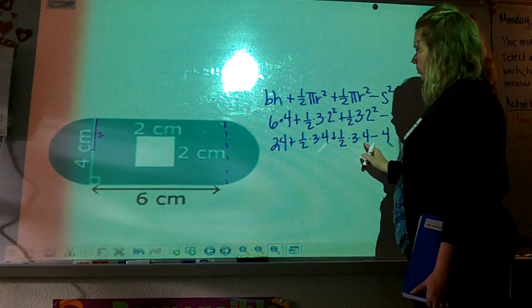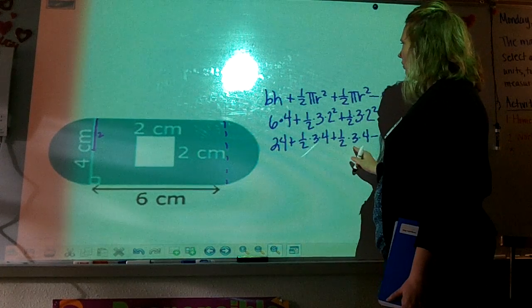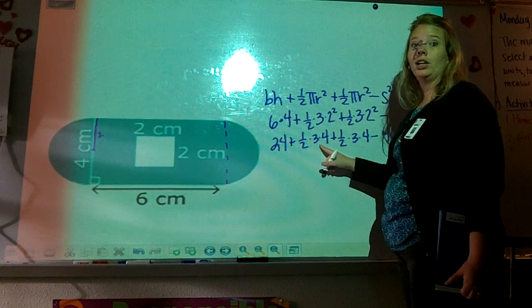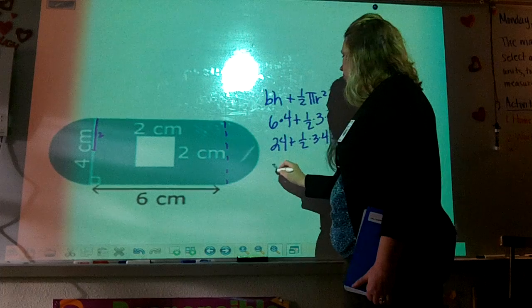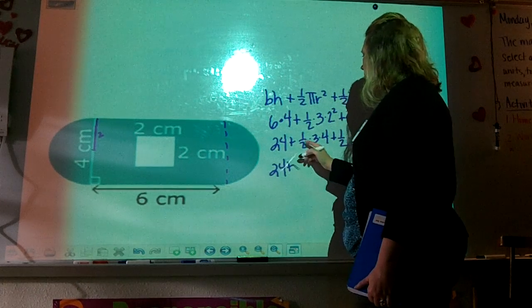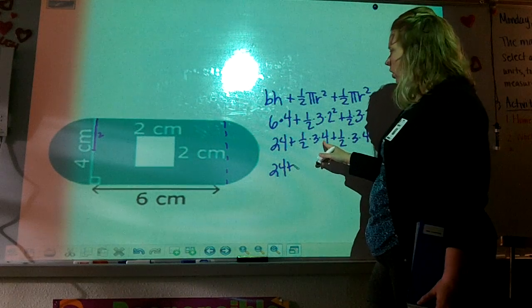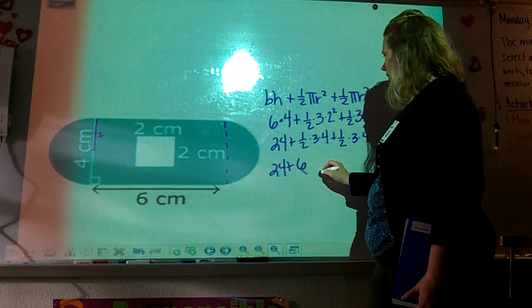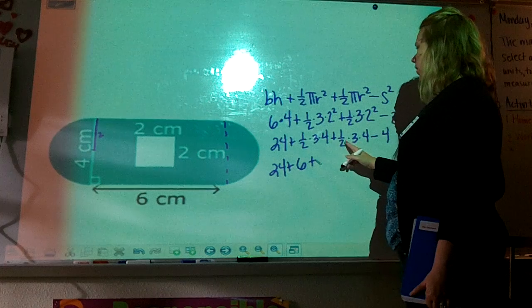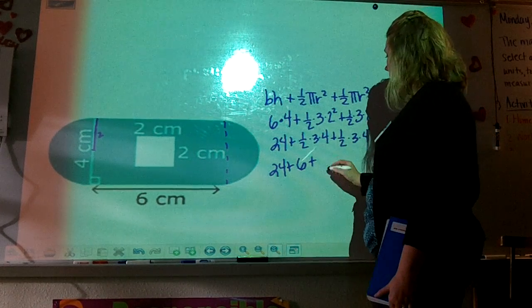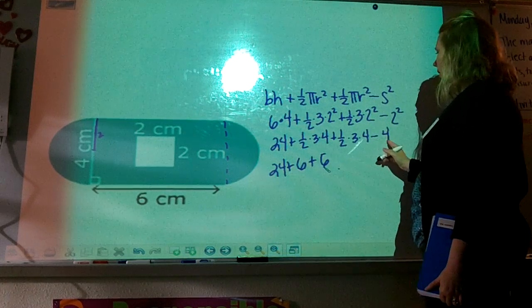Okay, so now I need to multiply these two out again, the area of these triangles. So we are, just kidding, not triangles, they're the area of half circles. So 24 plus 1/2 of 3 times 4. 3 times 4 is 12. 12 divided by 2 is 6. Same thing here, 1/2 of 3 times 4. 3 times 4 is 12. 12 divided by 2 is 6 minus 4.